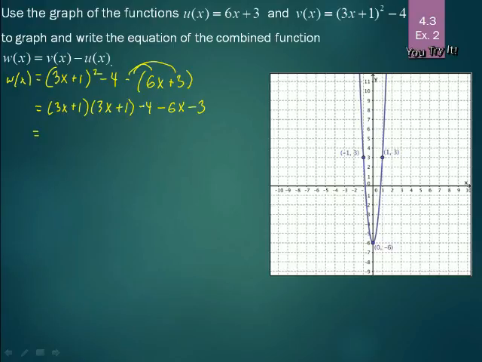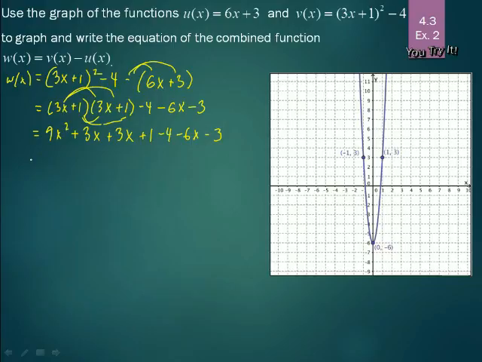So now multiplying these two factors out, we have 3x times 3x, which is 9x squared. 3x times 1 is 3x. 1 times 3x is 3x. And 1 times 1 is 1. Minus 4 minus 6x minus 3.